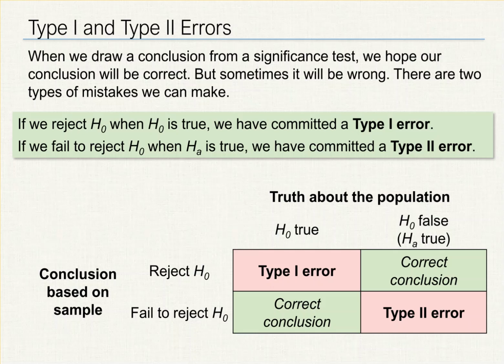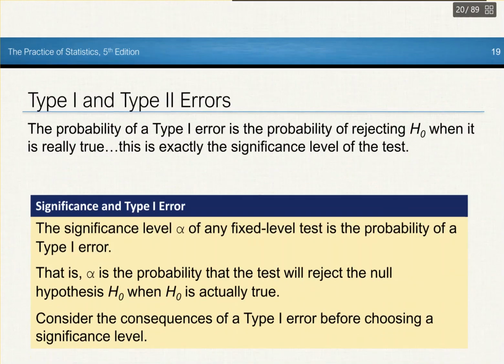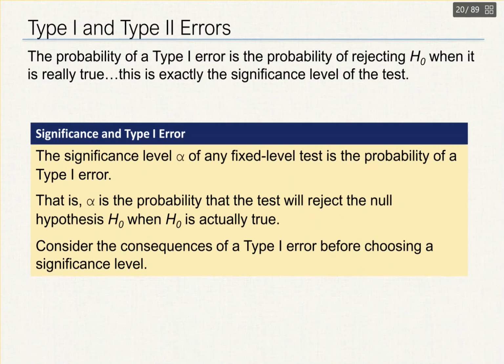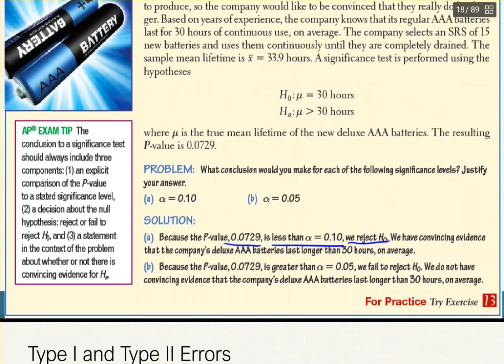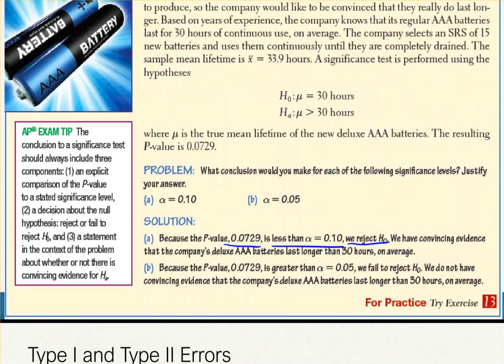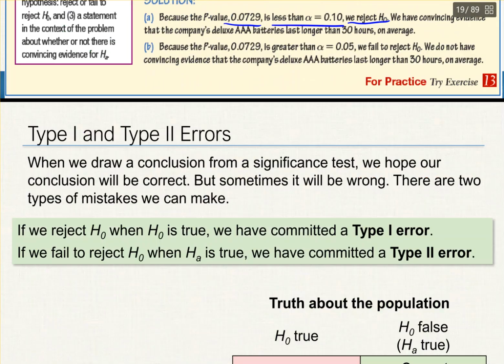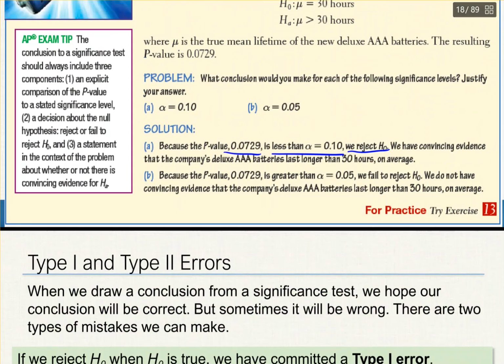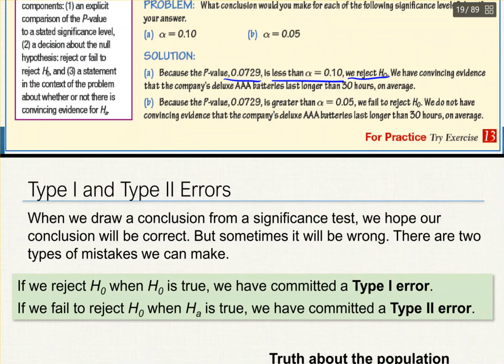So let's take a look at that a little bit further. The probability of a type 1 error is the probability of rejecting the null hypothesis when it is really true. And this is exactly the significance level of the test. So the probability of type 1 error in this one that we just did, when alpha equals 0.1, is exactly 0.1. Similarly, in part B, the probability of type 1 error is 0.05. So if we pick a smaller number, that makes it less likely that we have a type 1 error.